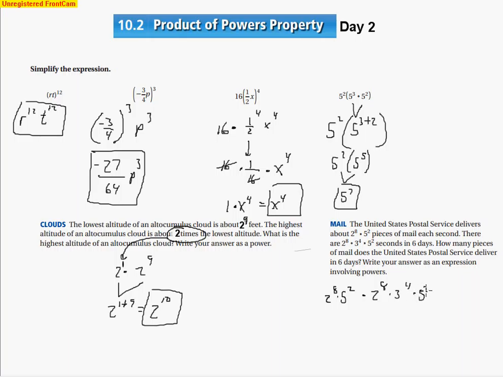And so from this point, we're going to count up how many 2s you have. So we've got 8 2s and 8 more 2s. And then we're going to count up how many 3s we have. We have just 3 to the 4th power. Then the 5s. We've got 5 to the second and 5 to the second. And so that leaves us with 2 to the 16th power times 3 to the 4th power times 5 to the 4th power. And that would be the number of parcels that are delivered in 6 days.